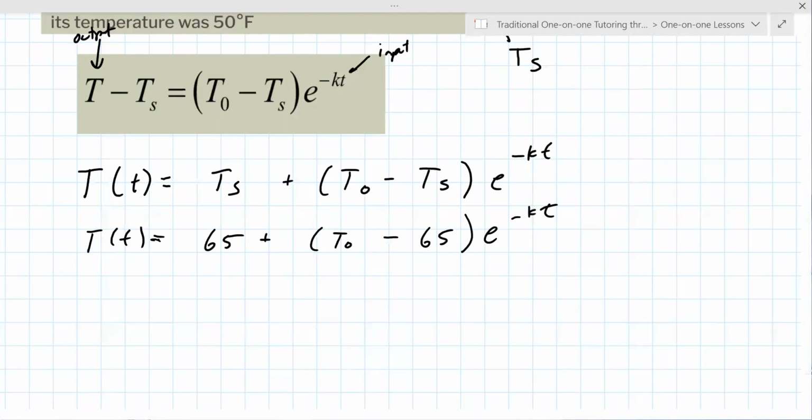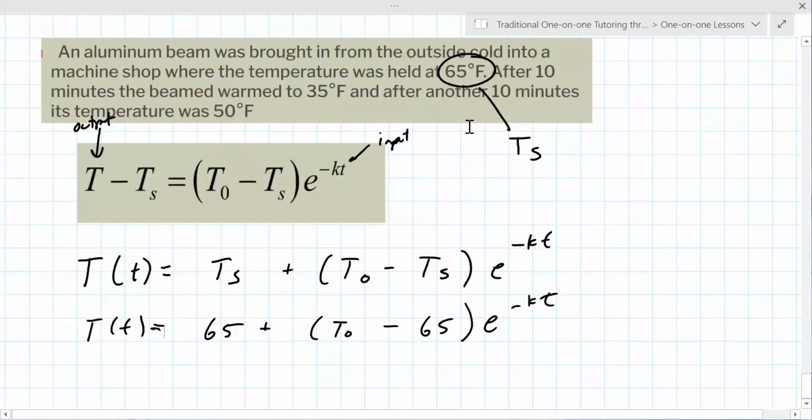So it says after 10 minutes, the beam warmed to 35 degrees Fahrenheit. And then after another 10 minutes, its temperature was 50 degrees Fahrenheit. So in this problem, they're using minutes. You may or may not be using minutes, and they may mix. In the classic problems in a differential equations class, they give you time of death, 8:03 a.m. and then 8:15 a.m. But you just keep your units consistent, is the point here.